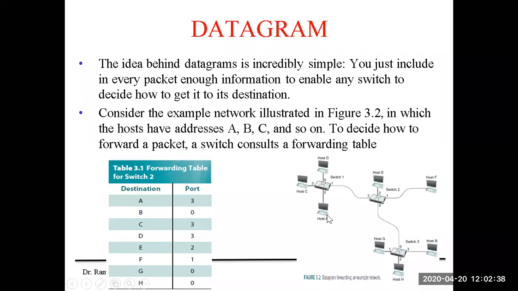You can see hosts A, B, C, A, B, C, A, B, C, D, and so on. Many hosts are connected. For switch 1, 3 nodes are connected. Switch 2 has only one node, in fact 2 nodes. For switch 3, you have 3 nodes connected.